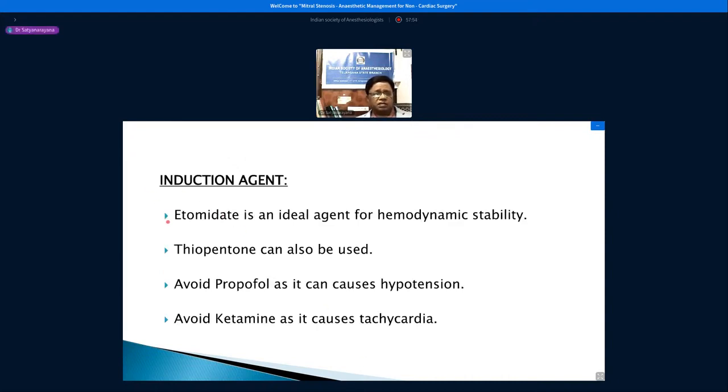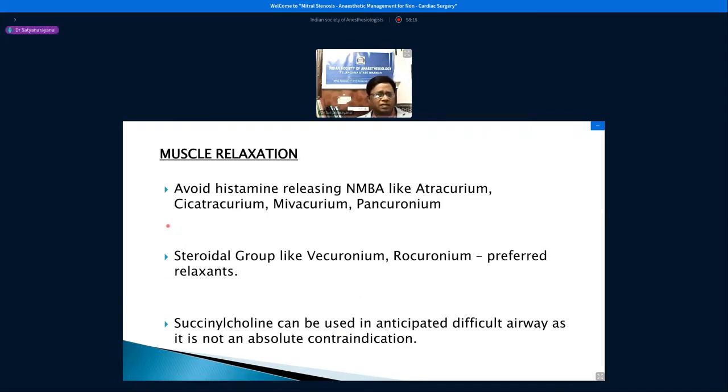Induction agent: yes, we all know etomidate is an ideal agent because of its hemodynamic stability. Thiopentone can be used. It's not a contraindication, but propofol, it's better to avoid as it causes profound hypotension, and absolutely avoid ketamine because of its sympathetic stimulation leading to tachycardia. Muscle relaxants: histamine-releasing drugs like atracurium, cisatracurium, mivacurium are better avoided, but steroidal group like vecuronium and rocuronium are the preferred relaxants. Succinylcholine is not an absolute contraindication. It can be used, particularly in the case of an anticipated difficult airway.